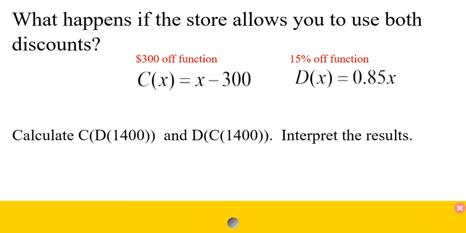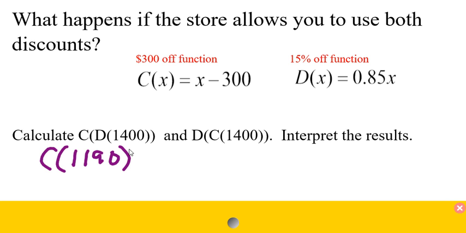All right, but here's the cool thing. Sometimes they let you use both. And they never give you the better one, FYI. But I want to figure out which one would be better so I could try to convince the salesperson to do it this way. All right, so I got to go find my D of 1,400, which I found on the last one, right? So D of 1,400 was 1,190.